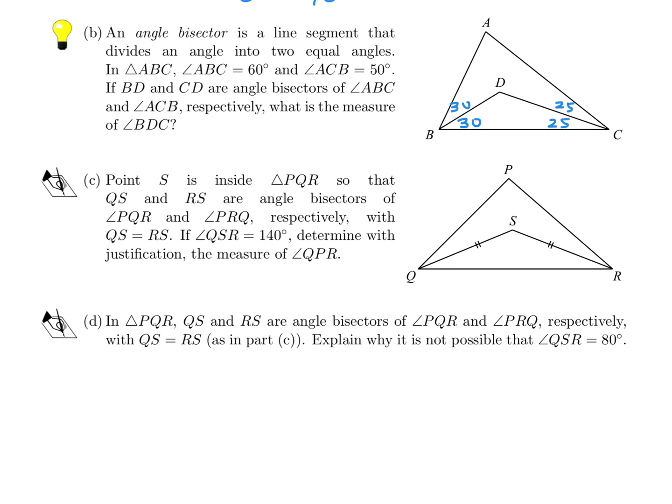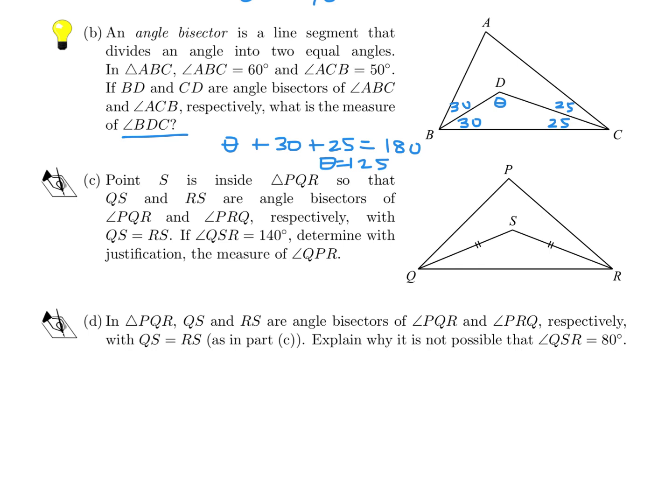And then what do they want? They want a measure of BDC. So BDC is this guy. I'll call it theta. And as always, theta plus 30 plus 25, the angles of a triangle, will add up to 180. And when you solve this, you get 125. And that represents angle BDC.